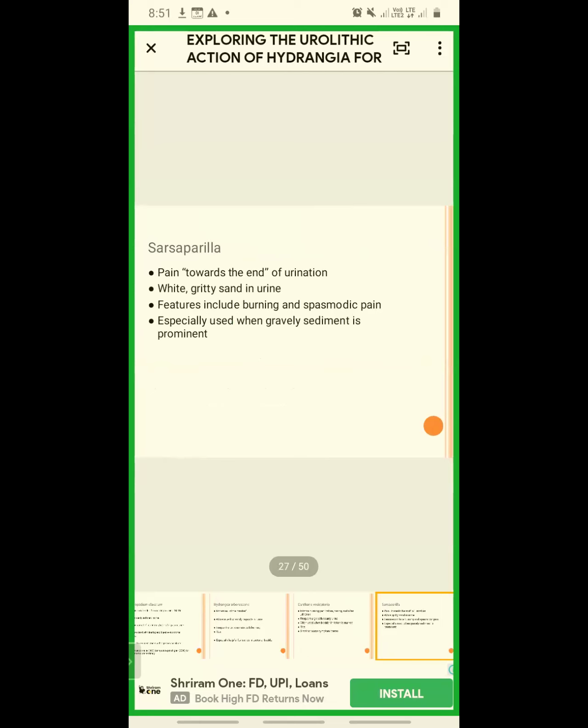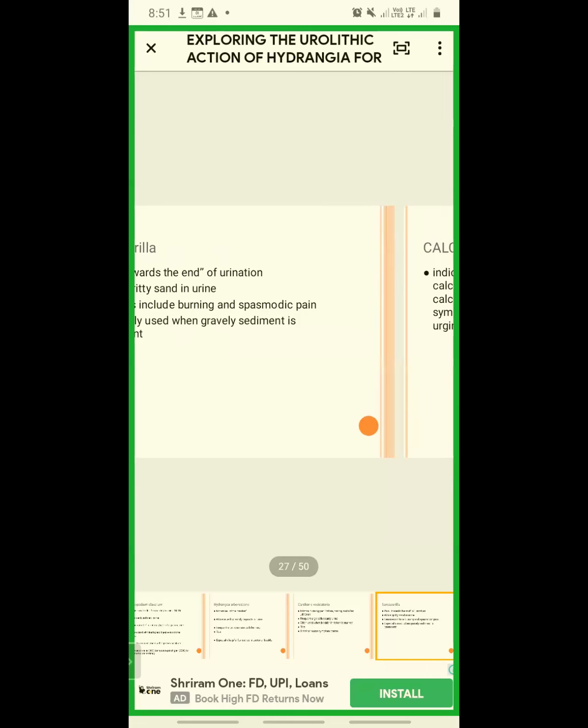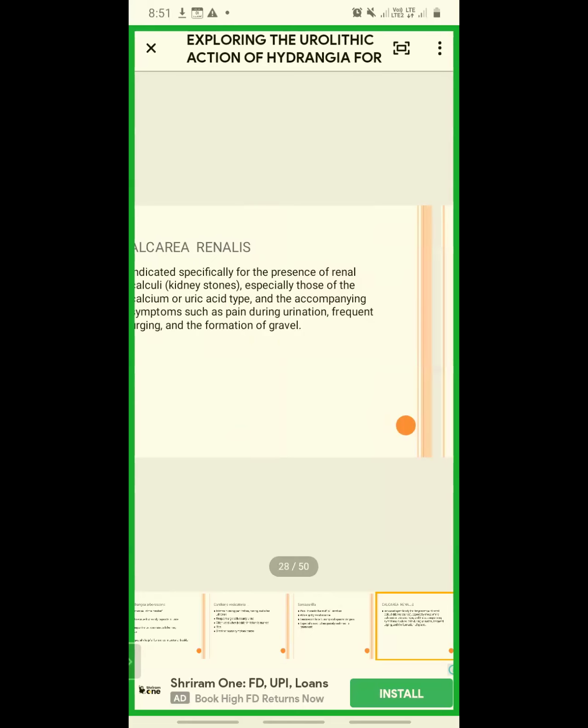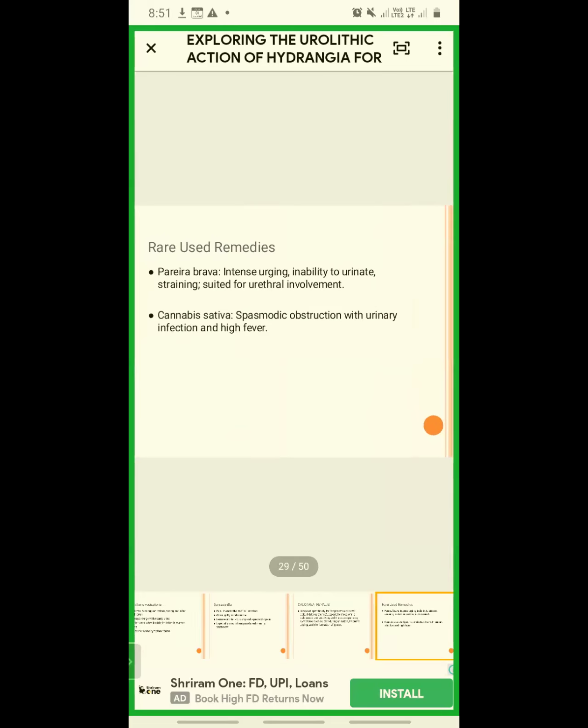Sarsaparilla: there is pain towards the end of micturition. There is sand in urine, and burning, spasmodic pain will be there. Calcarea renalis is one of the excellent remedies. It is a specific remedy for renal calculi. Next, rarely used medicines include Pareira brava: there is intense urging and inability to urinate, straining, and it is suited in urethral involvement.